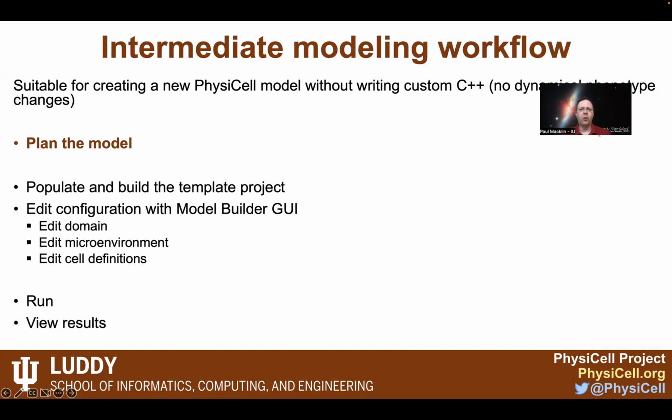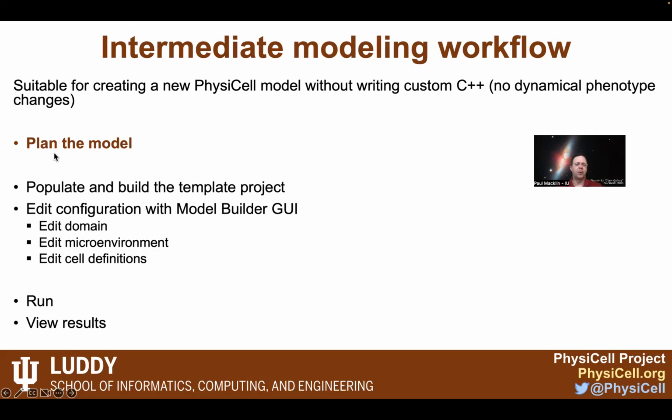By session 4, you'll start working on the intermediate workflow, where we're going to make a new model rather than an existing model, starting with a template. We're going to plan out what belongs in the model, what diffusing substrates, what agent types. You're going to populate and build a template project, and you're going to open up the model builder GUI, start editing your domain, your microenvironment, your cell definitions, then run and view the results.